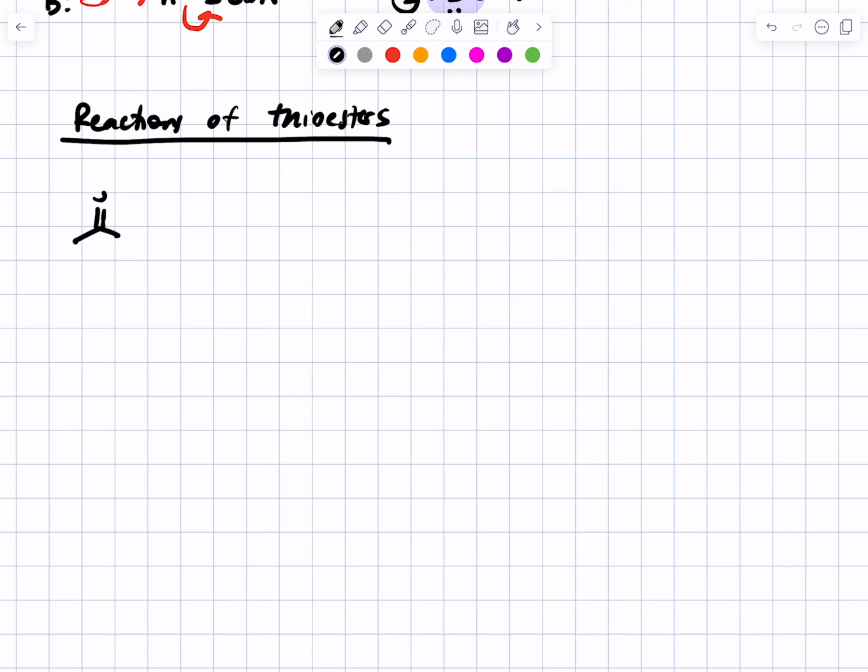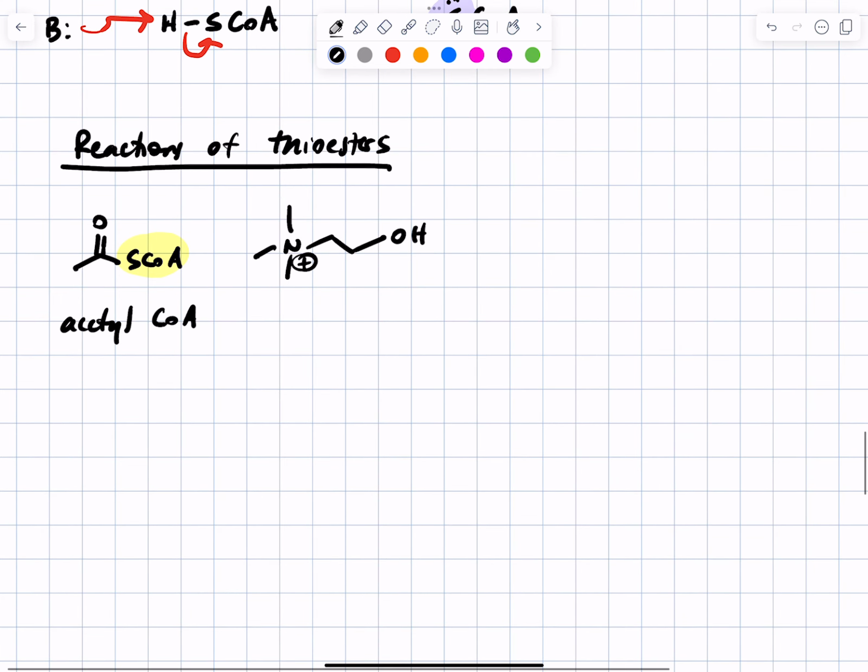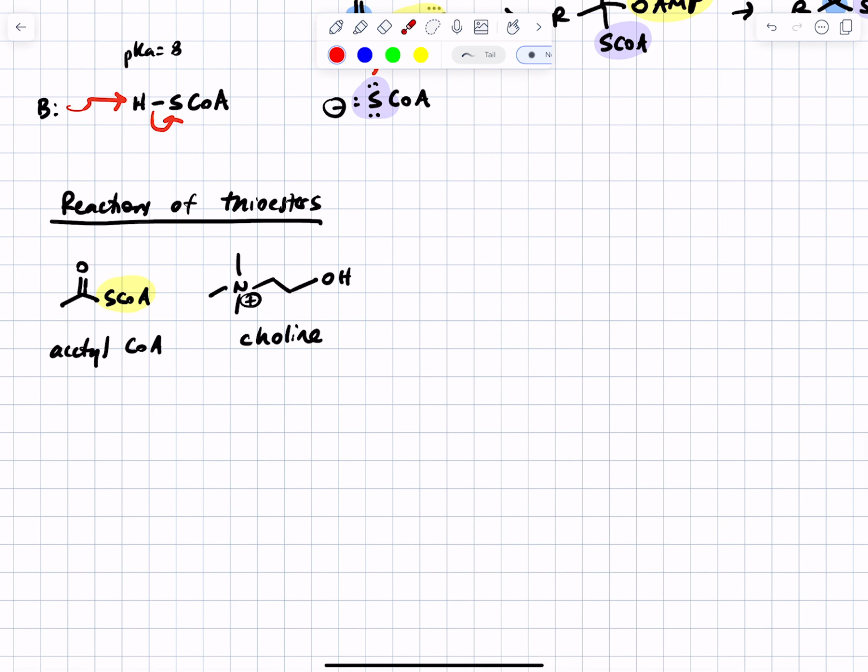Let's start with acetyl-CoA. This is a thioester in which you just have a methyl group on the carbonyl carbon. Now the thioester is going to be the leaving group, and we're going to be replacing it with some kind of nucleophile. So here is a 2-carbon amino alcohol in which the amino group is also fully methylated. This type of molecule is called choline. You've got a quaternary ammonium group on this carbon and then an OH group here. In this reaction, the alcohol is going to be the nucleophile.